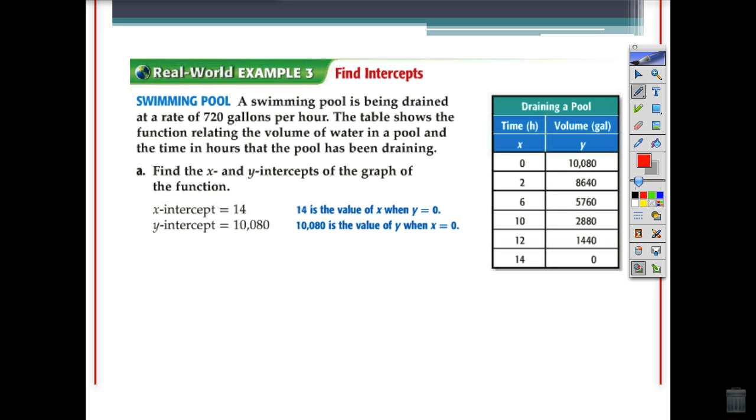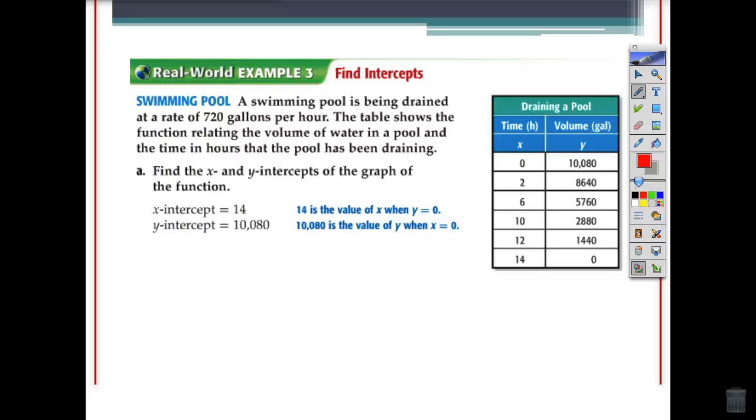All right, we're moving on to real world example 3. Find intercepts. Swimming pool. A swimming pool is being drained at a rate of 720 gallons per hour. The table shows the function relating the volume of water in a pool and the time in hours that the pool has been draining. Find the x and y intercepts of the graph of the function.